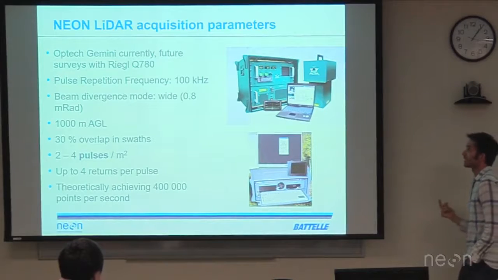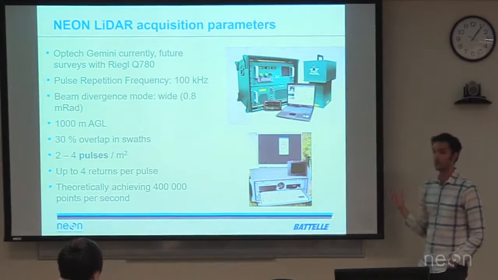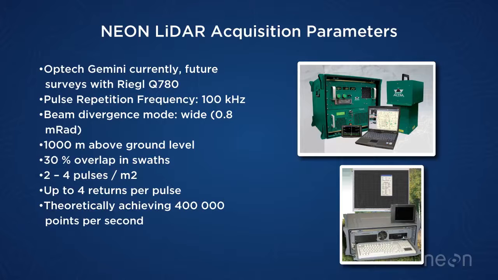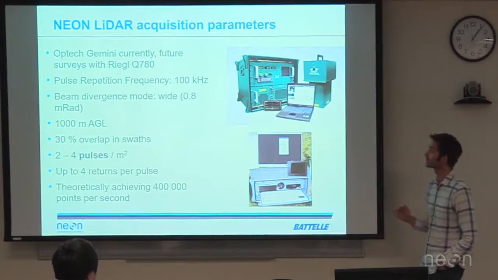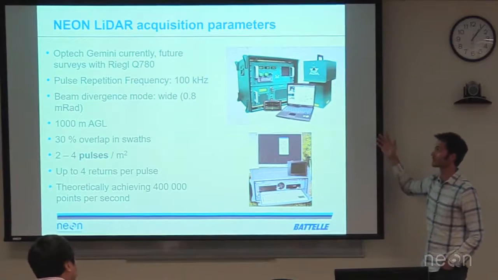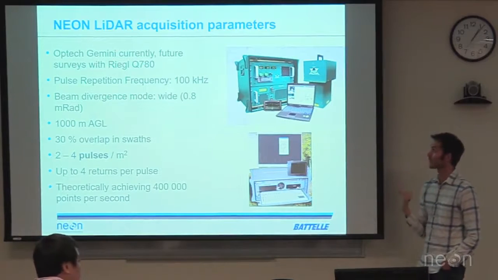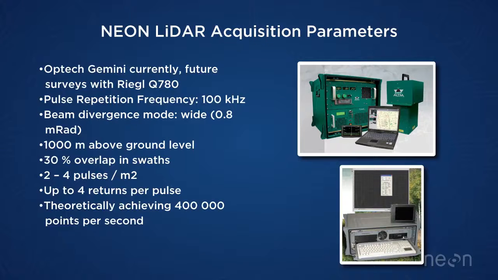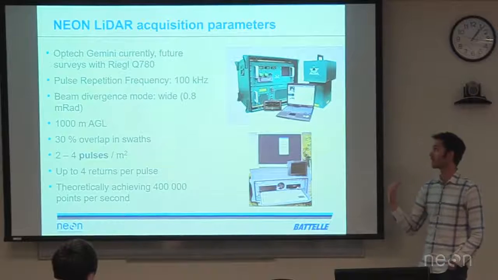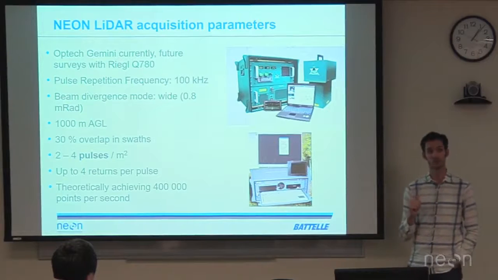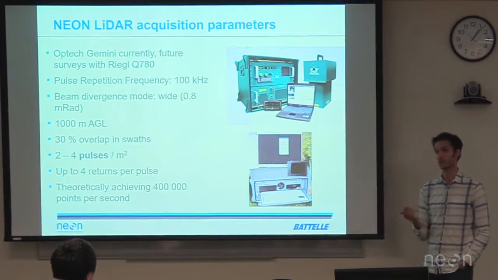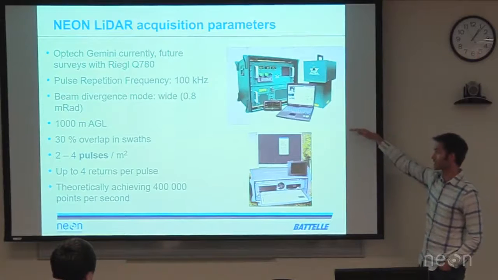So the NEON LiDAR: currently we are operating 2 Optech Gemini systems, which are slightly older technology. We purchased these in 2011 and 2012. In the future, we'll also be doing surveys with the Riegl Q780, which is a more contemporary instrument. Right now, we run our Optech at a pulse repetition frequency of 100 kilohertz. We chose this frequency because it's the highest we can go and still maintain the accuracy that we want. If we go any higher than that, it's capable of going up to 167 kilohertz, but there's a large degradation in accuracy. We fly at 1,000 meters.